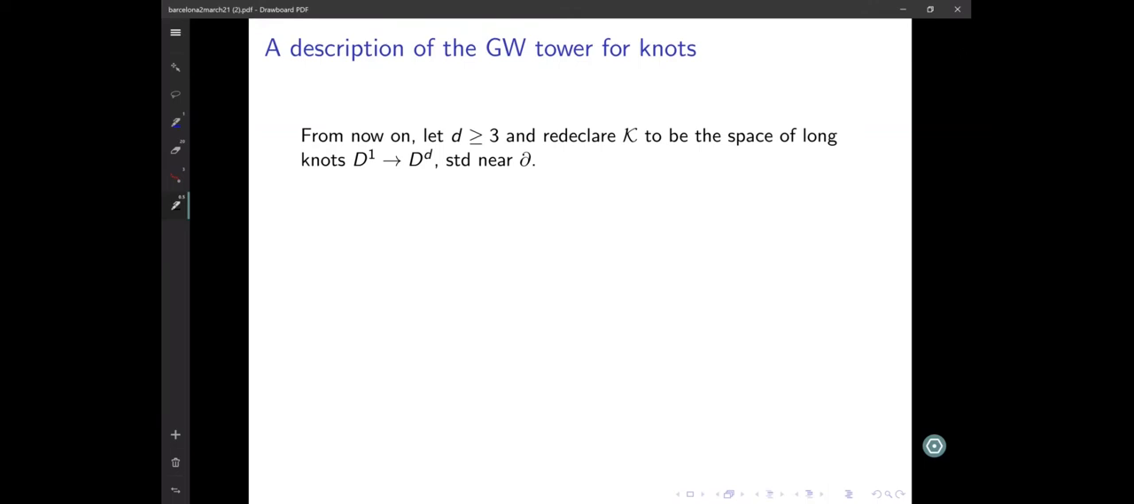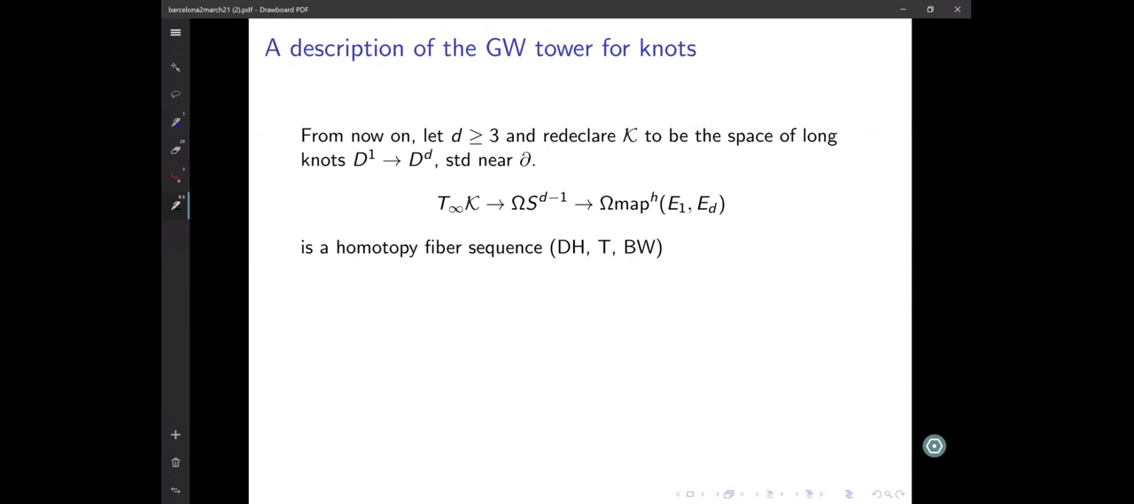And there is a homotopy fiber sequence like this. Let me try to explain this. The first map is just the map we saw before. It's just a derivative map. You can think of it as the derivative map, right? It's like this is T1. So that's just the map on the tower. The second map.